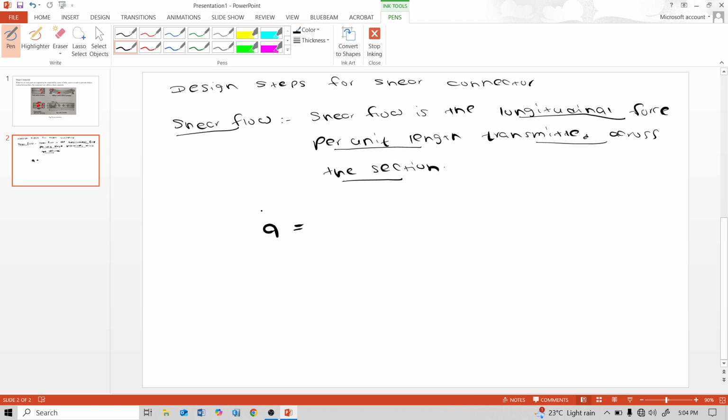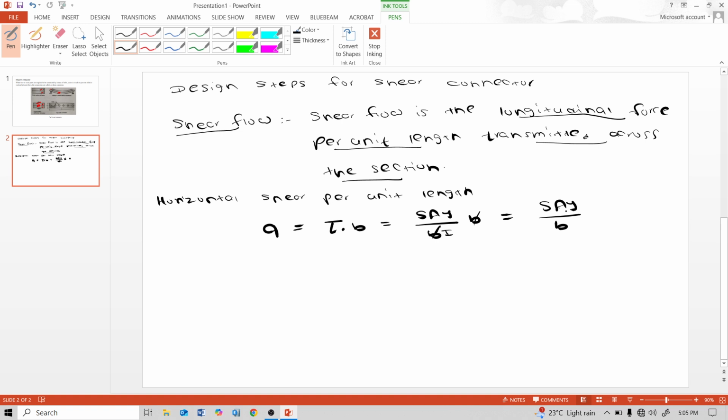And horizontal shear per unit length is shear stress tau multiplied by B, and this tau formula is SAY upon BI. This B gets cancelled, so shear force per unit length is SAY upon B. This is the first design step.